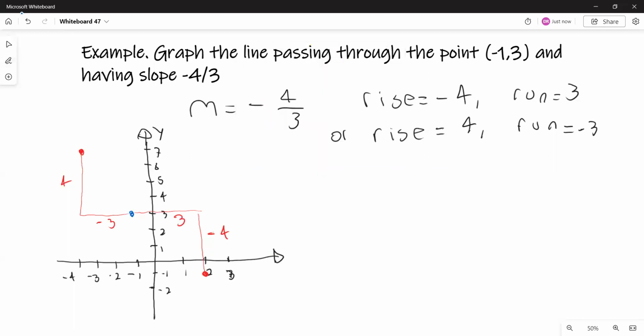We got the points negative 4, 7, negative 1, 3, and 2, negative 1.